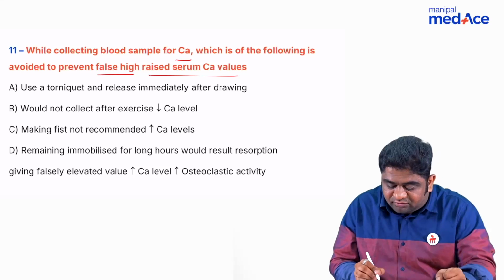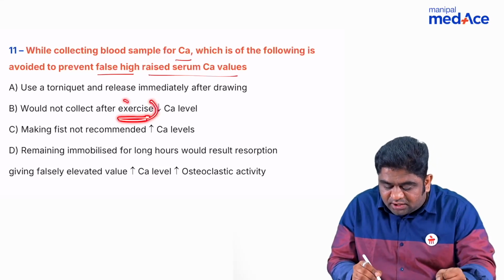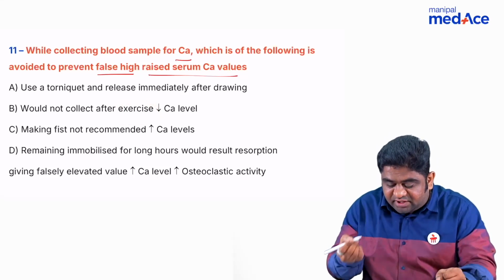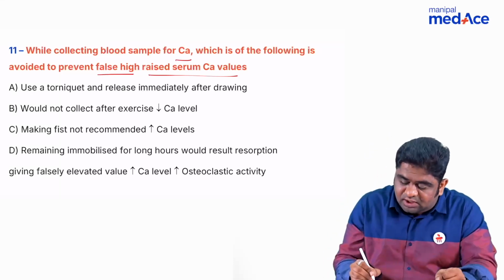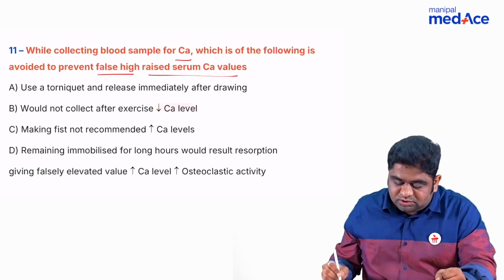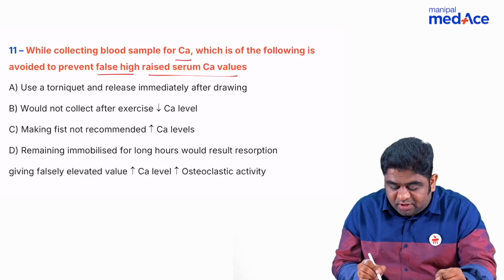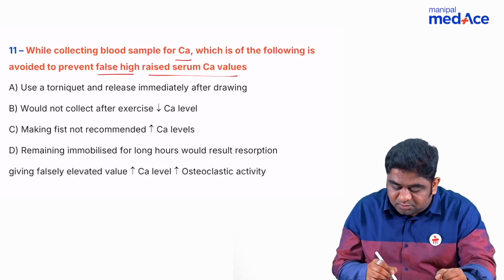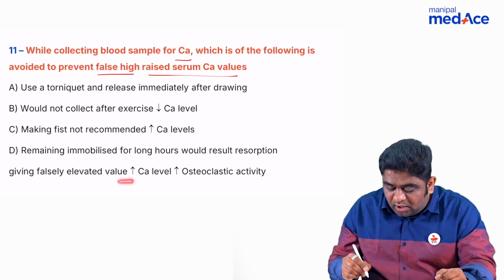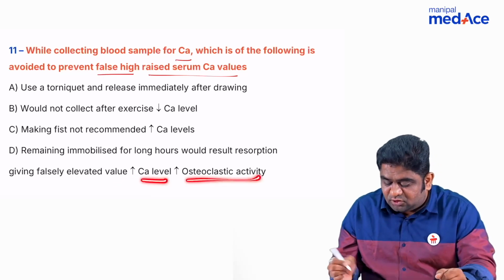Would not collect after exercise. Yes, what does that mean? After exercise, the pH level is decreasing. When the pH level is decreasing, calcium levels can increase. So this is not correct. Making a fist is not recommended, the same as exercise. Remaining immobilized for long hours would result in resorption, giving a falsely elevated value. So the calcium level can increase because of osteoclastic activity.